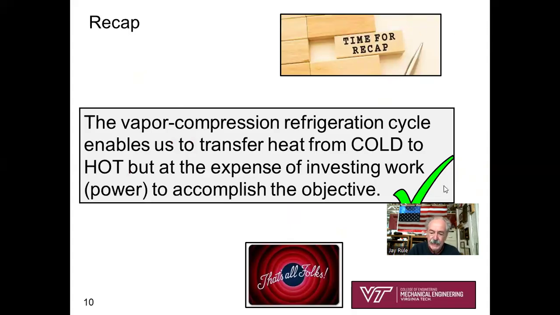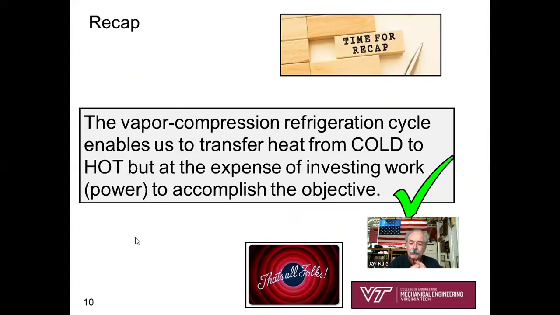Okay, so what's the takeaway from this video? Well, the vapor compression refrigeration cycle enables us to transfer heat from cold to hot, but at the expense of investing work or power to accomplish the objective. You might keep in the back of your mind that I'm openly admitting that at the high school level, early undergraduate level, I couldn't even recite the four basic components of the refrigeration cycle. But by golly, I can do it now. We've got a compressor, we've got a condenser, followed by the expansion valve, then the evaporator.